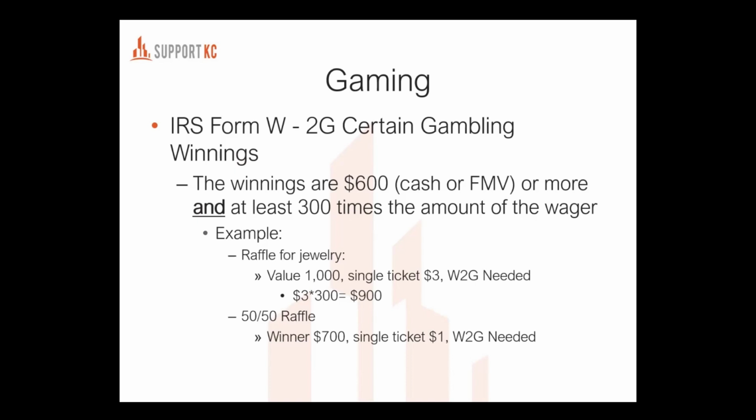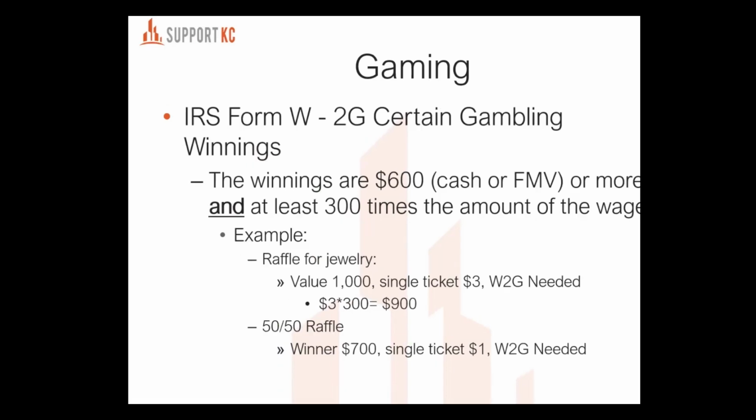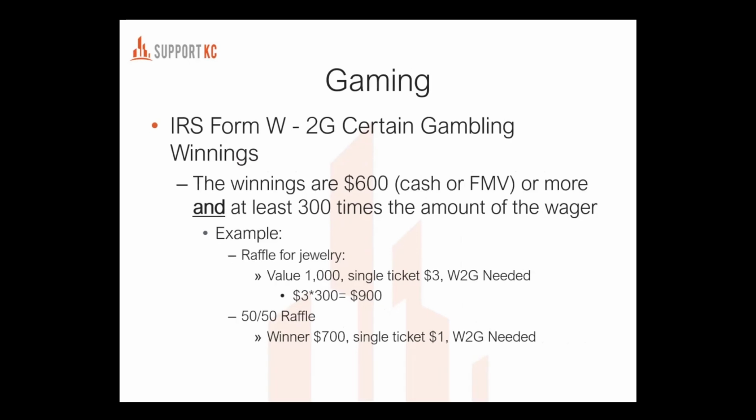So for example, if you are raffling off a piece of jewelry valued at $1,000, and a single ticket to enter that raffle is $3, you would need a W-2G because 3 times 300 is 900 and the value is greater than that $900. If the value of the jewelry was $1,500, then you would not need to issue a W-2G.